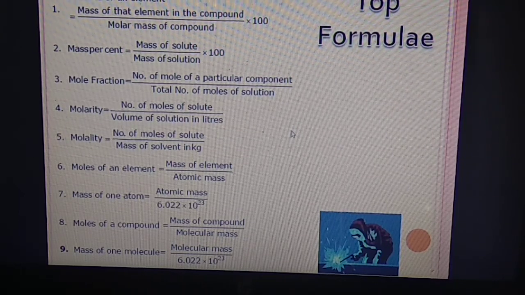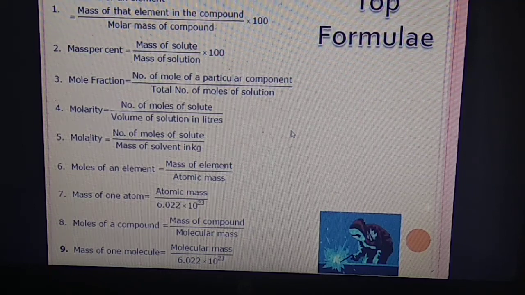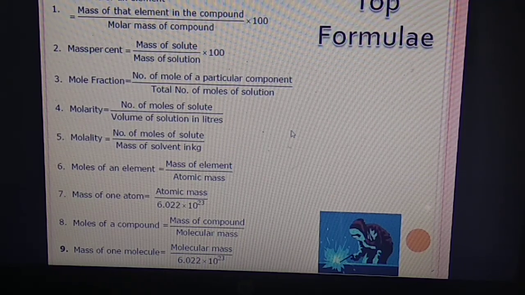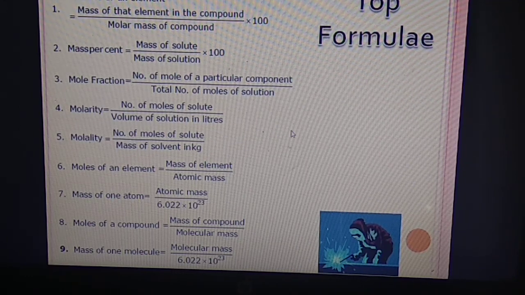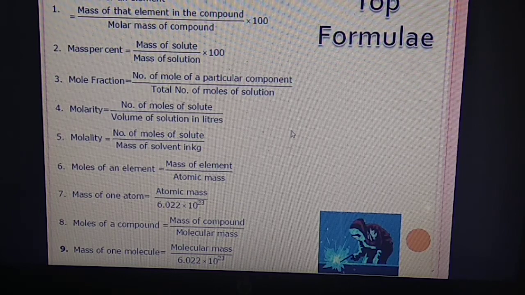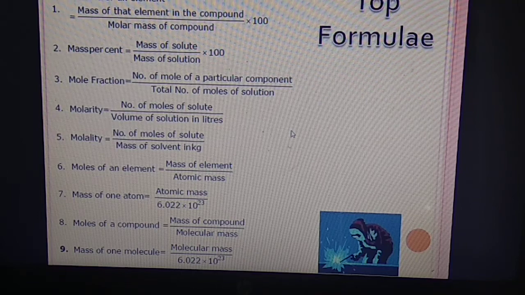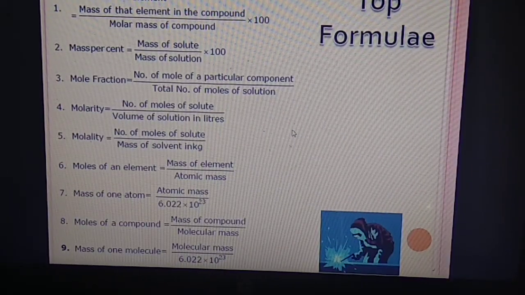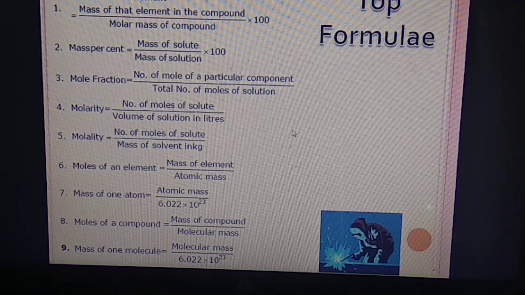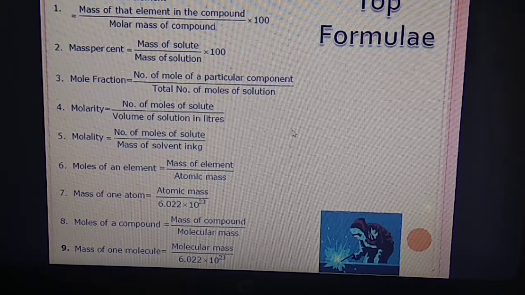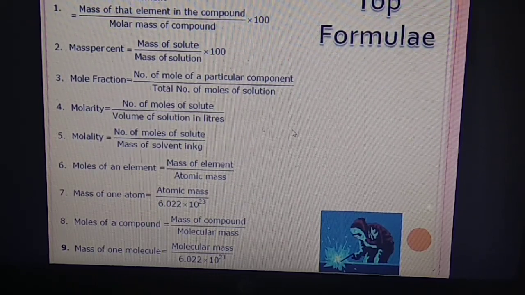Second, mass percent of the solute equals mass of solute divided by mass of solution into 100. Number 3, mole fraction. Mole fraction equals number of moles of a particular component divided by total number of moles of the solution. Suppose in a solution there are 2 components; the mole fraction equals number of moles of a particular component divided by total number of moles of the solution.